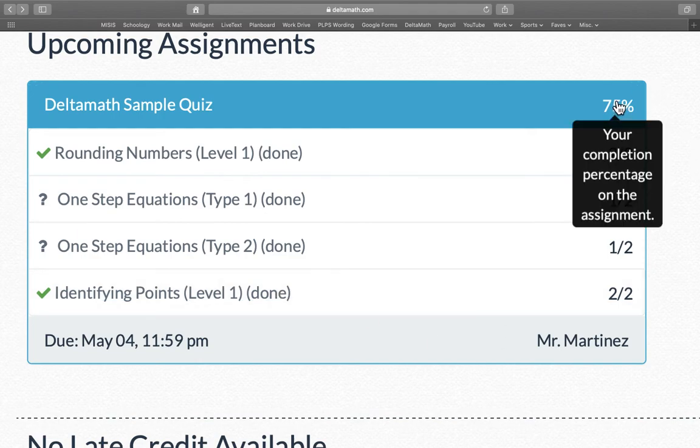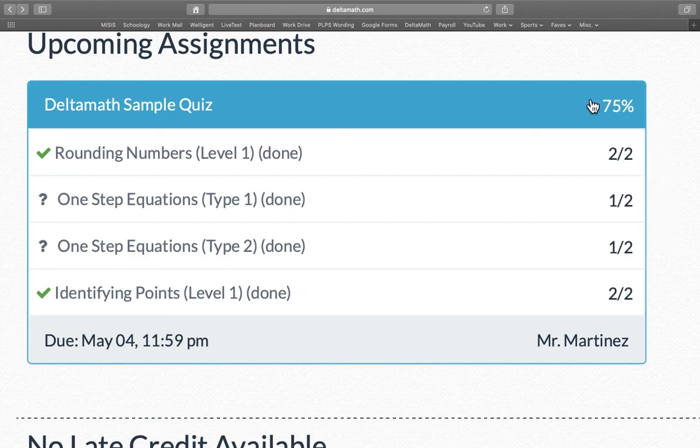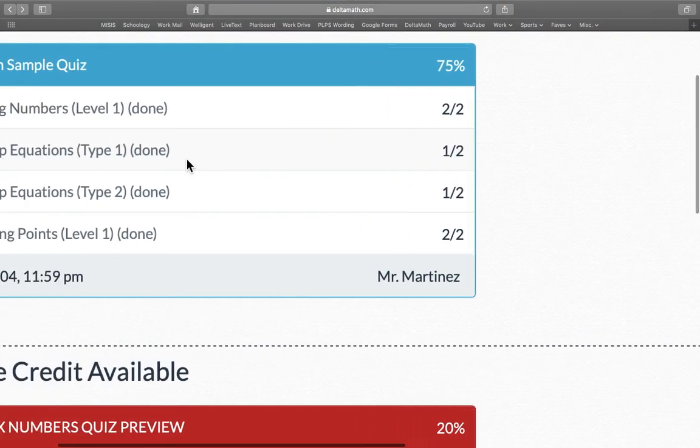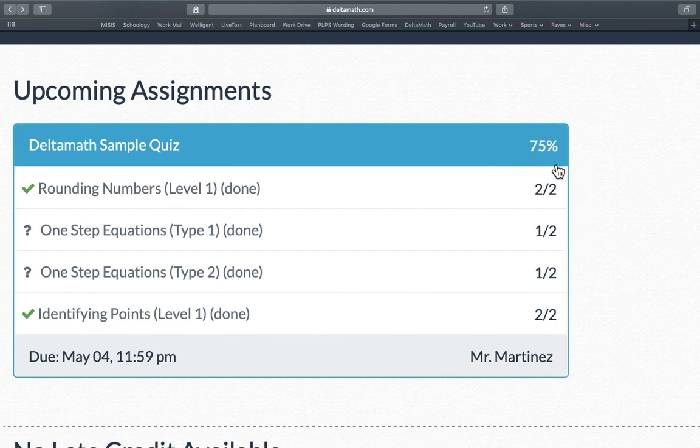I got 75%, which means a C. So I know that I got a C on my quiz. So you immediately know what it is that your grade is on that quiz.